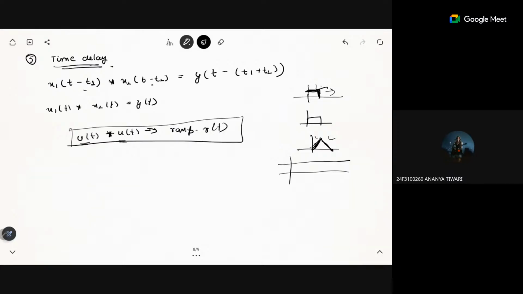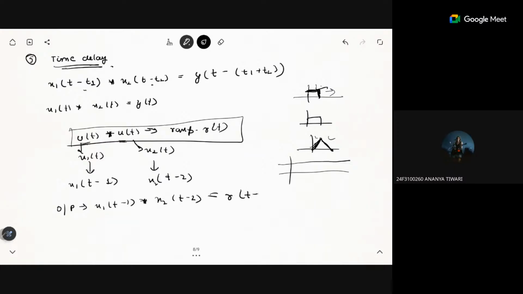Now if this is your x1 of t and this is your x2 of t, and I'm delaying x1 as x1 of t minus 1 and x2 as x2 of t minus 2, then without solving, can you tell me what will be the output of x1 of t minus 1 convolved with x2 of t minus 2? r of t minus 3. Very good. r of t minus 3.